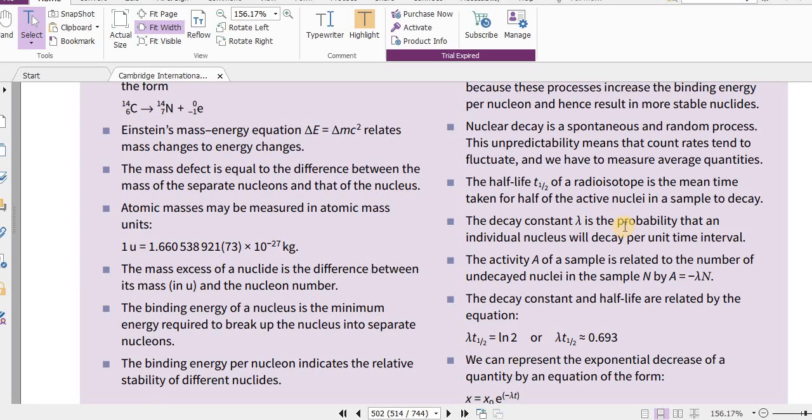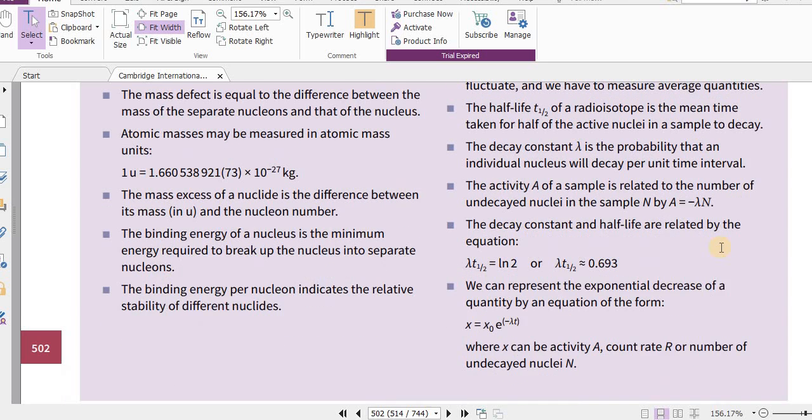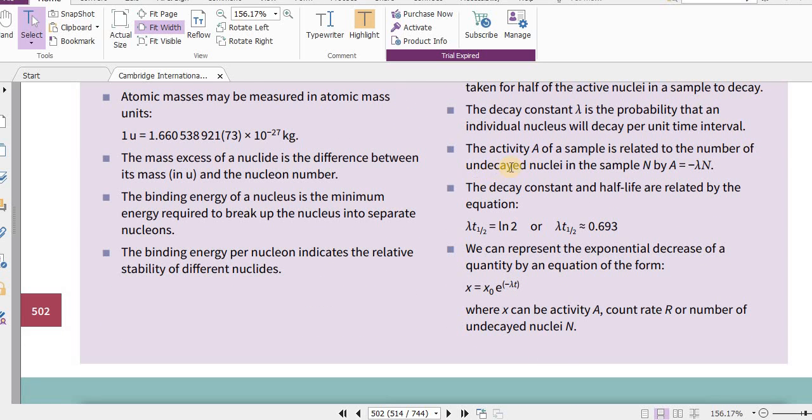The decay constant lambda is the probability that an individual nucleus will decay per unit time interval. The activity A of a sample is related to the number of undecayed nuclei in the sample N by A equals minus lambda N. The decay constant and half-life are related by the equation we saw: lambda is equal to natural logarithm of 2 divided by T-half. So this is how the decay constant and the half-life are related, and ln2 is approximately equal to this. Natural logarithm of 2 is ln2. We call this natural logarithm ln.